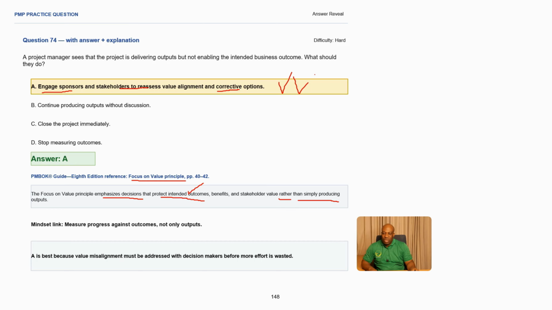outputs. So in our answer here, we're engaging sponsor, we're engaging stakeholders, okay? We are also doing value alignment for corrective options. So the best mindset that can be applied in this scenario is to measure progress against outcomes and not outputs. So progress must be against project outcomes, not just on outputs, okay? Making A the best answer because value alignment must be addressed with decision makers before more effort is actually wasted, making A the best answer.